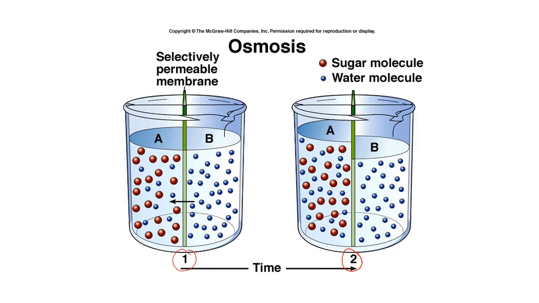As sugar molecules couldn't diffuse across the membrane, water diffused from a higher water concentration to a low water concentration in order to reach equilibrium and balance the concentrations between the two sides.